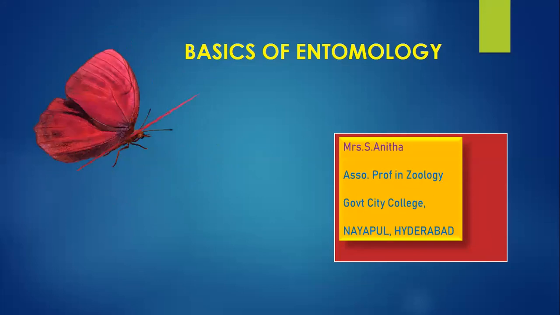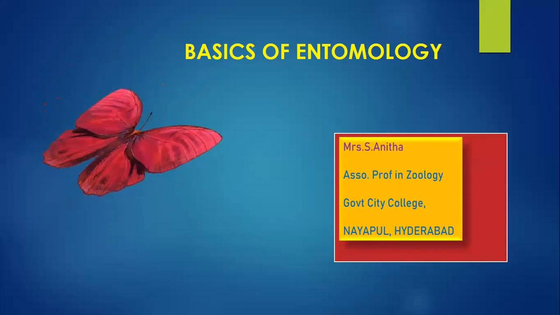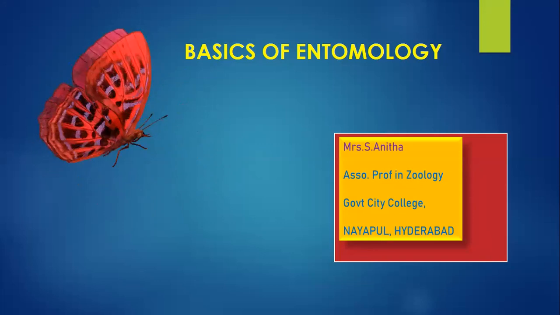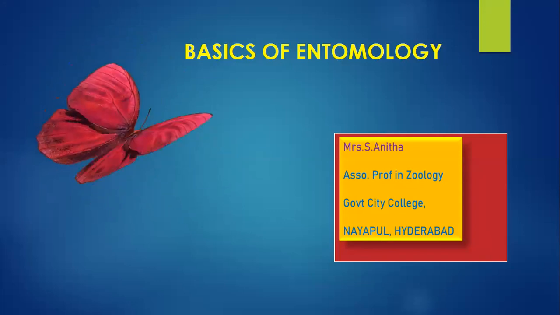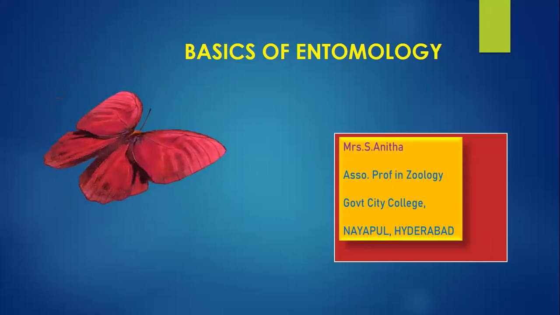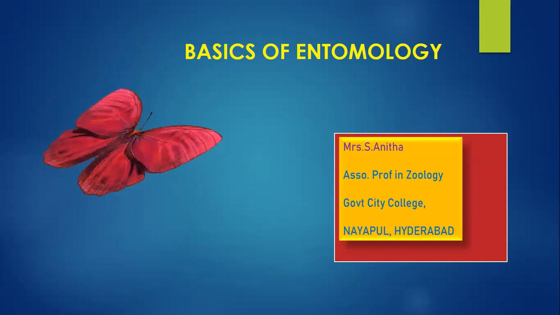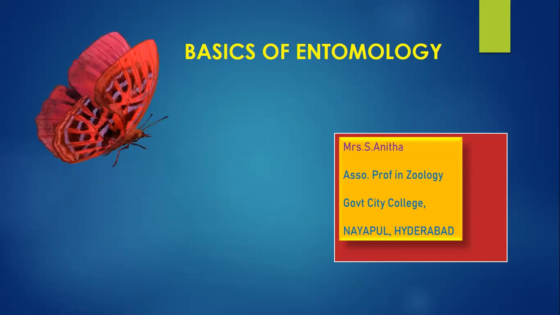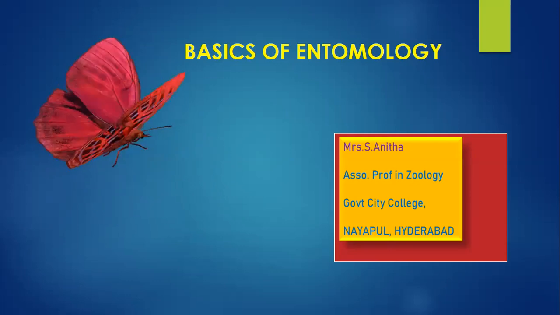This topic is on the basics of entomology. What is entomology? Entomology is the study of insects. Insects belong to the phylum Arthropoda, class Insecta or Hexapoda. Any member of the largest class of the phylum Arthropoda is an insect, which is itself the largest of the animal phyla. So let us know some basics of the insects, the insect morphology, and the importance of insects.